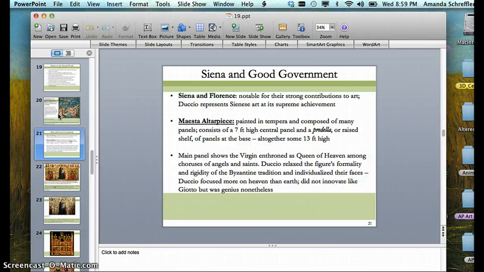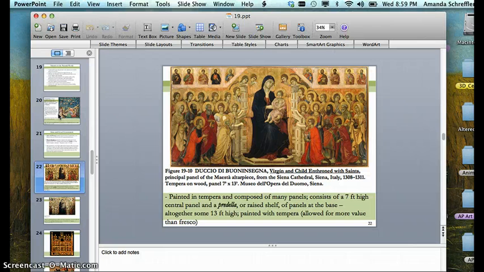Siena and Florence. We already talked about them a little bit. They're notable for their strong contributions to art. So you want to associate Giotto with Florence and Duccio with Siena. So this is Virgin and Child enthroned again by Duccio. Here they are surrounded by saints. And this is a large scale altarpiece that would have been placed inside of a chapel or a cathedral. And we talked about how we see all of these churches being erected during this time for pilgrimages, and because of that, we're seeing a large demand for art.